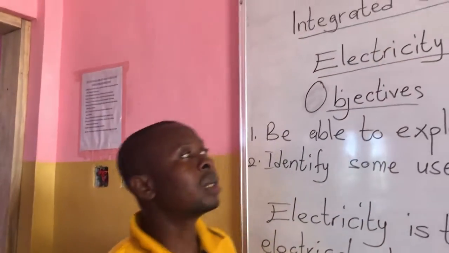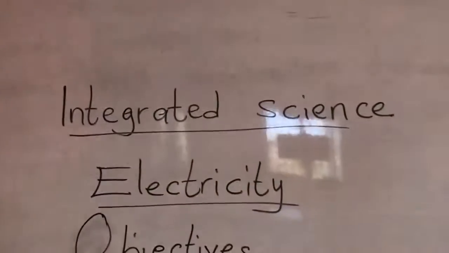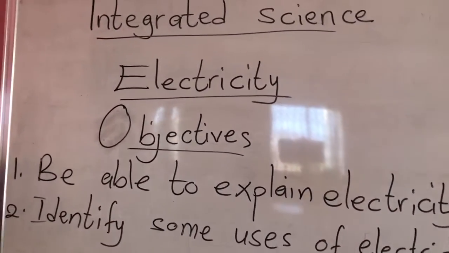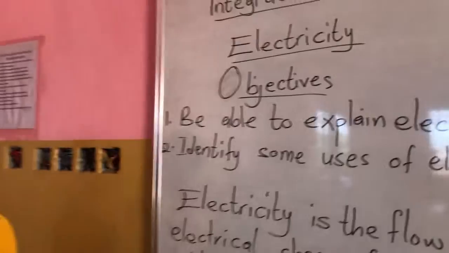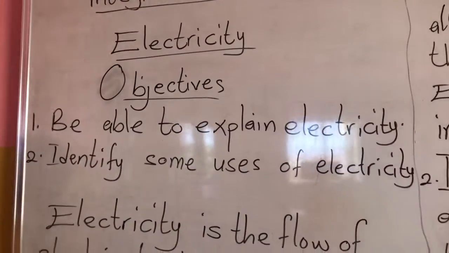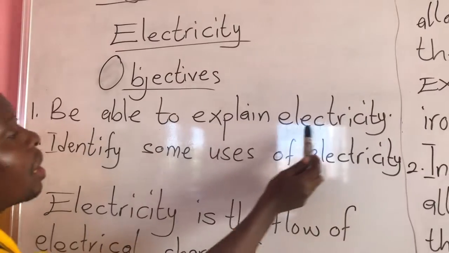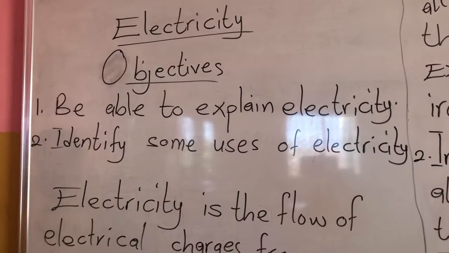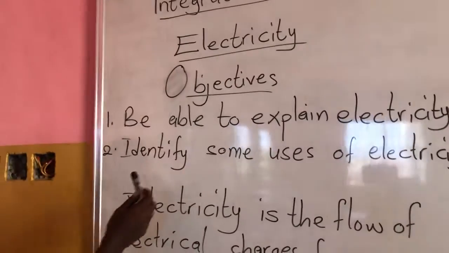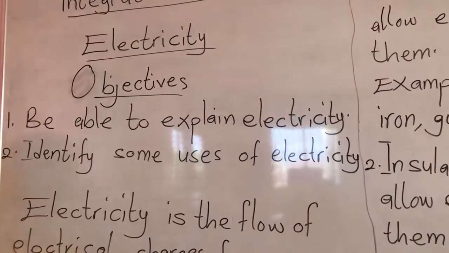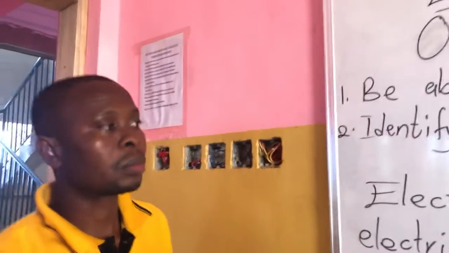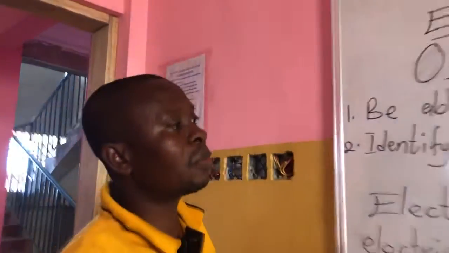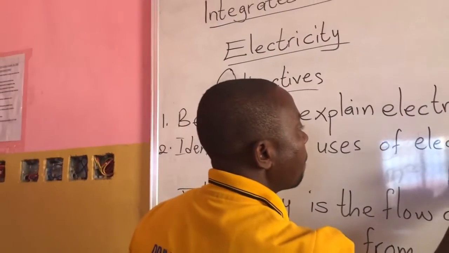Today we'll be studying integrated science, and in integrated science we have electricity as the lesson for today. Let's look at the objectives. At the end of the lesson, we should be able to explain electricity and identify some uses of electricity.